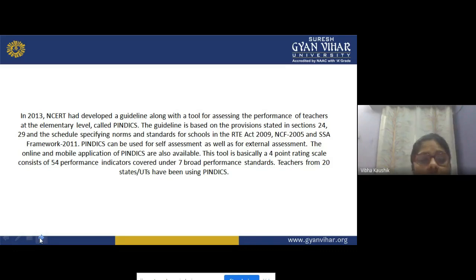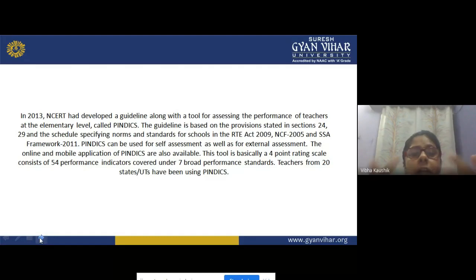And what is that tool's name? The tool was called PINDICS. The guidelines are based on the provisions stated in Sections 24 and 29 and the schedule specifying norms and standards for schools in the Right to Education Act 2009.